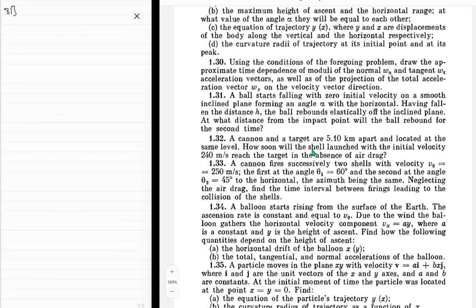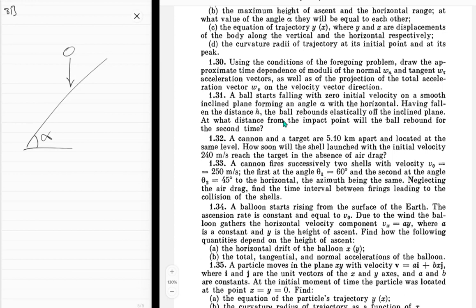The ball starts falling with zero initial velocity on a smooth inclined plane, forming an angle alpha with the horizontal. Having fallen distance h, the ball rebounds elastically off the inclined plane. Oh, so it's like inclination alpha. Okay, there's a ball that's falling down.